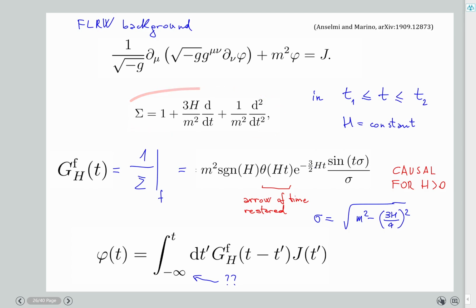operator sigma, and assume that the Hubble constant is constant in some interval of time, and then you can use the Fakeon prescription to study the Green function with a non-zero H. Well, it turns out that a non-zero H eliminates completely the violation of causality, because you get a theta function that is Ht. So if H is positive, then the contribution of the advanced potential disappears, and you only have the contribution of the retarded potential. So maybe positive H is what gave time a direction at the beginning of the universe.